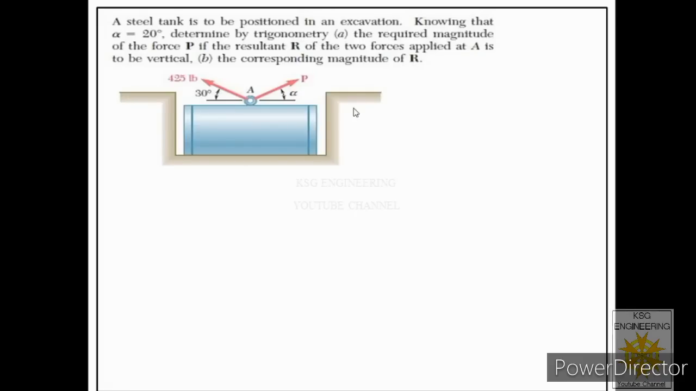Okay, let us solve this problem. So first of all, let us see what we are given in this problem. So one steel tank we have to position in this cavity shown or in this pit shown to us.